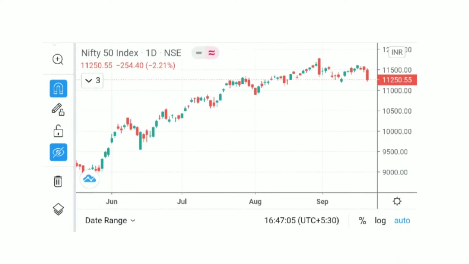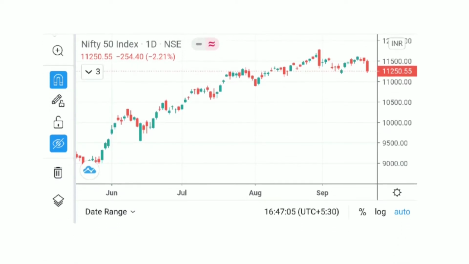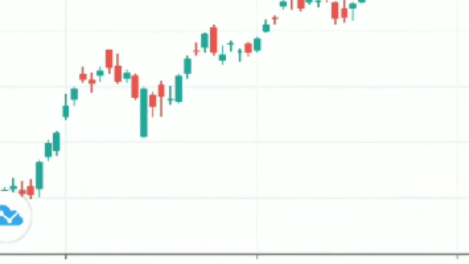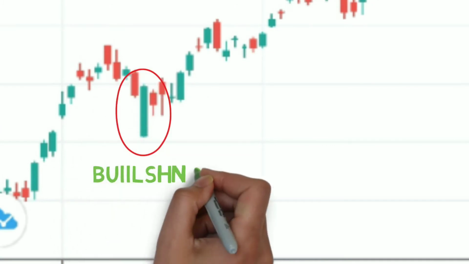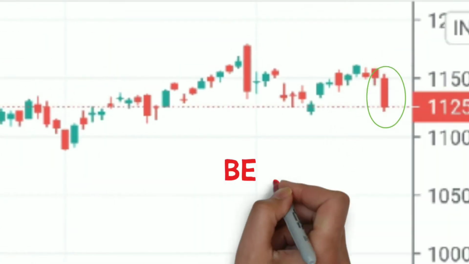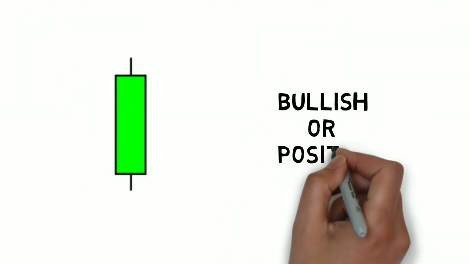This is how the candlestick chart looks if we plot it on a daily basis. I hope you remember that green candles indicate bullishness and red candles indicate bearishness. Now we know that green means bullish or positive. But just take a look at these two green candles.